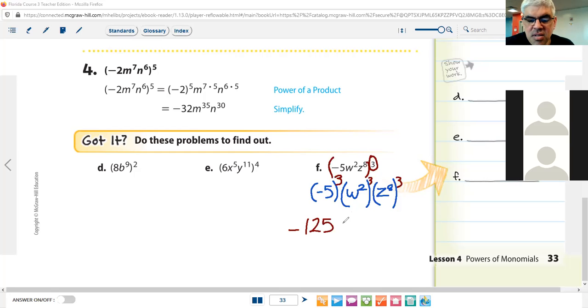All right. So now I'm gonna keep the base W, multiply 2 times 3, and that's 6. Then I'm gonna keep the letter Z. It's hard to see, but it's Z as in zebra, and it's 8 times 3, which is 24.